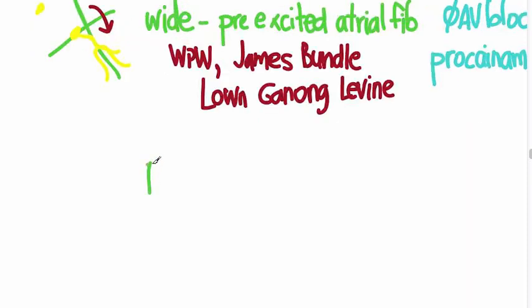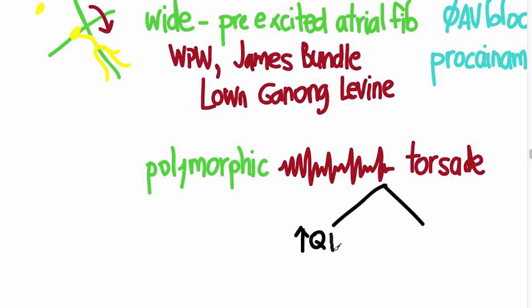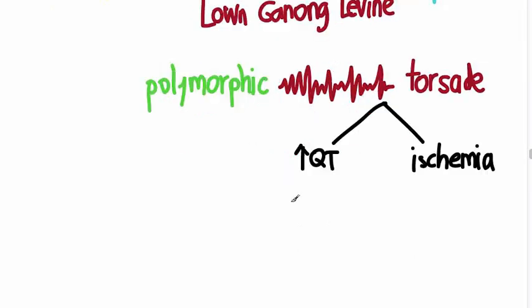And finally, if it's polymorphic and irregular, think torsade. And torsade is usually caused by one of two things. It's either from a prolonged QT, and that's what it is most of the time, and if it's not that, then it's going to be ischemia. If it's from a prolonged QT, then magnesium will probably be the drug of choice for you. And of course, if they're unstable, you would shock them.